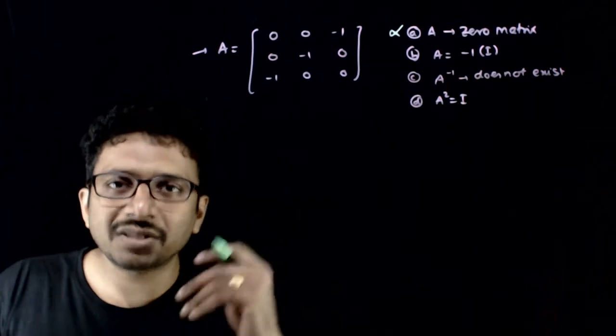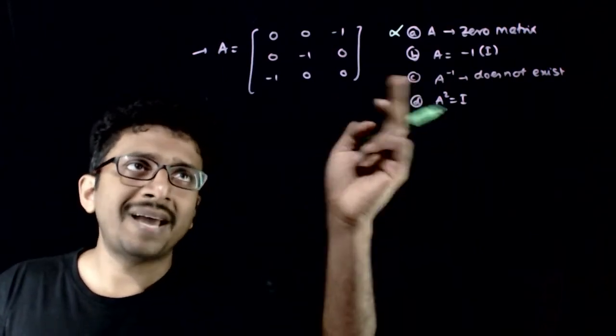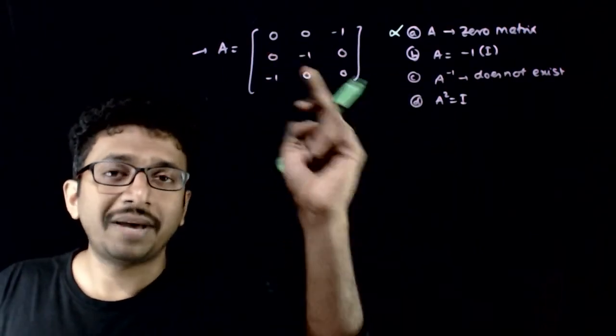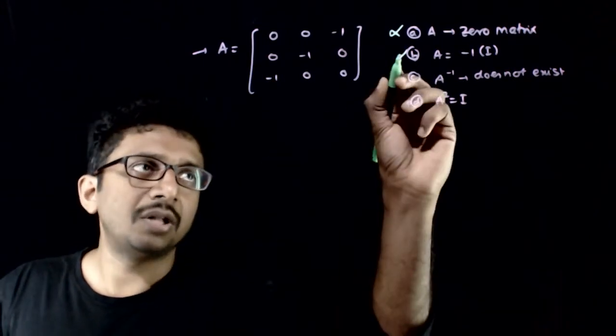A is equal to -I, again this is obviously wrong because -I has -1, -1, -1 along the main diagonal. So this is also wrong.